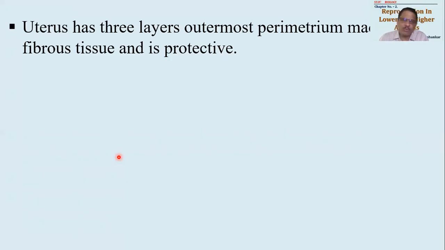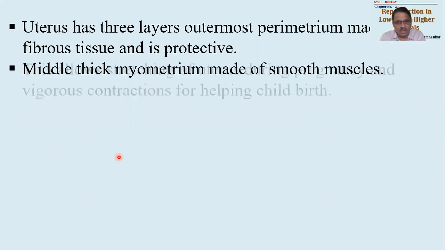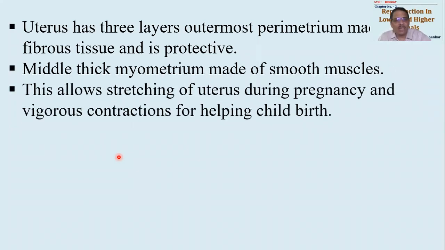This perimetrium is made up of fibrous connective tissue and naturally protective in nature, so a little bit rough and tough, but extensible, means it will keep on extending whenever there is a baby growing inside. Then there is a middle layer available, the myometrium. It is made up of smooth muscles, and these smooth muscles are thick in nature, and these are again distensible type of muscle.